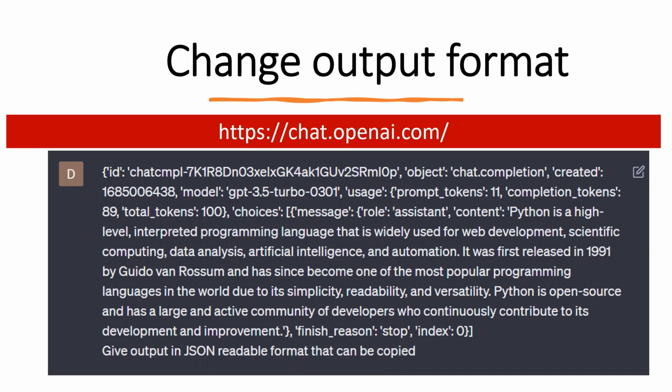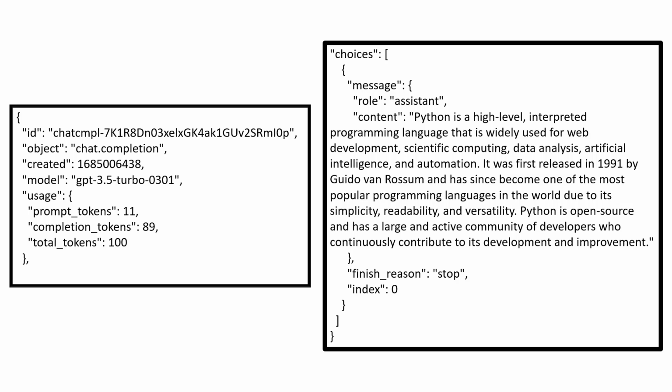The output is not very easy to read, so I open my chat.openai.com. I paste the entire output in the chat window and I give the prompt, give output in JSON readable format that can be copied. This beautifully gives me the JSON in a readable format that I can copy.